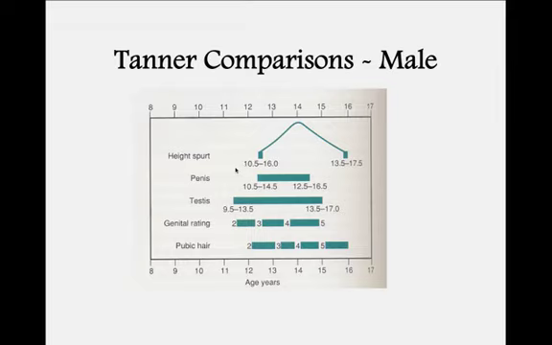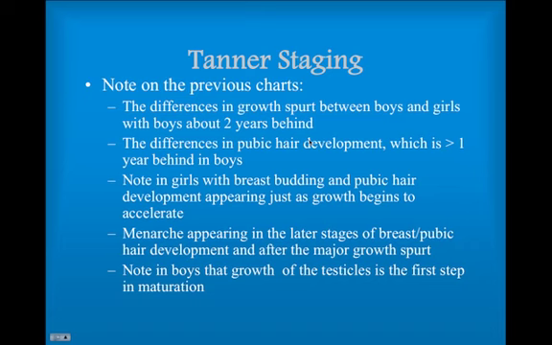So that should always be on the chart of any child starting about age 9 or 10. You should be recording whether you're seeing any signs of puberty and giving them a Tanner staging number to indicate that puberty is occurring as it should. Note on the previous charts the differences in the growth spurt between boys and girls, with boys about 2 years behind. All you have to do is look at a class of about 8th graders to see this.